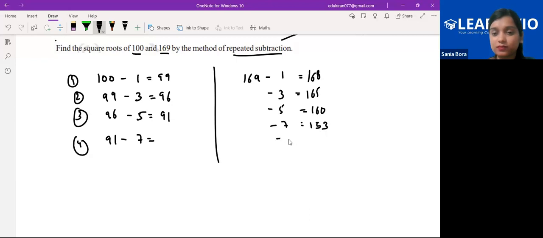153 minus 9 is equal to 144. 144 minus 11 is equal to 133. 133 minus 13 is equal to 120. 120 minus 15 is equal to... Wait. Now, Sindhu, you tell me after 120. You have written in the notebook?